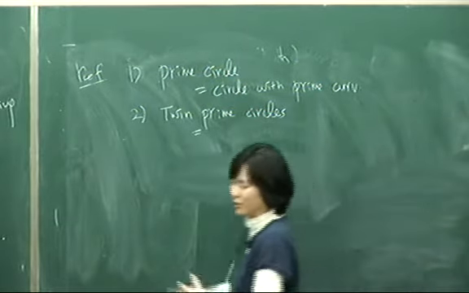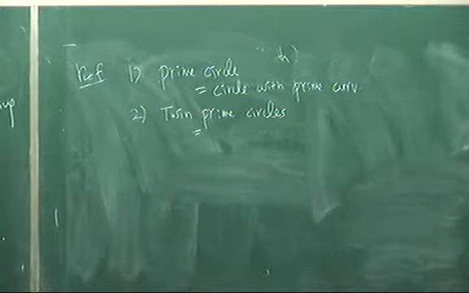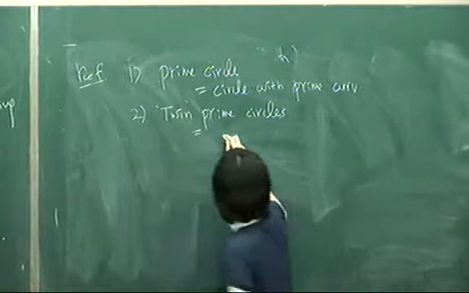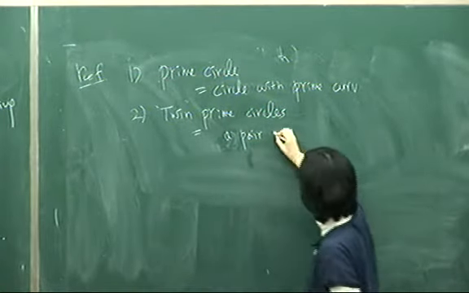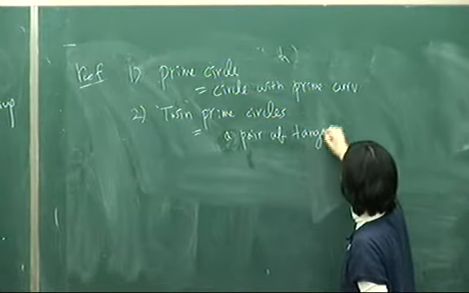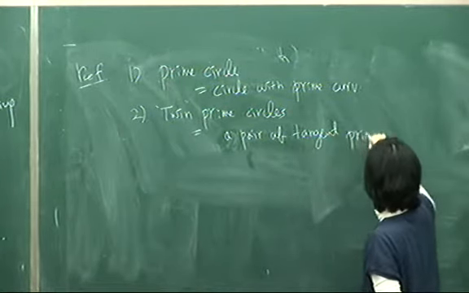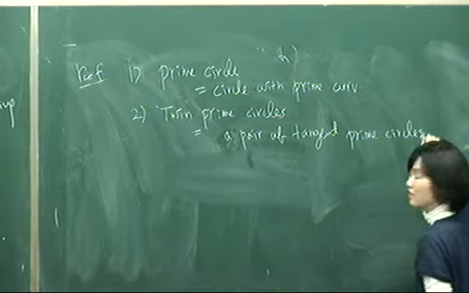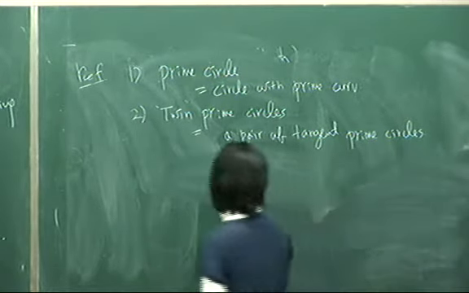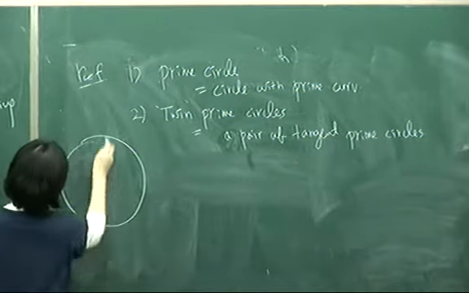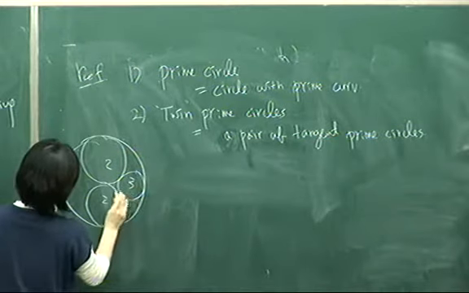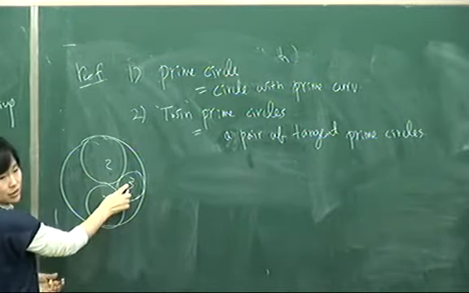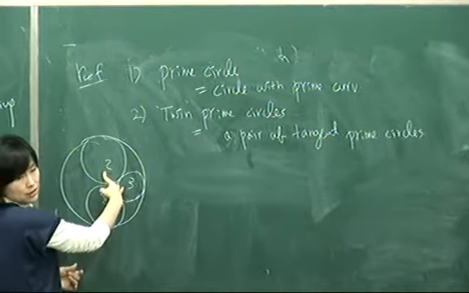I'm not going to ask that the curvatures should be P and P plus 2. Okay. What should twin be here? So it should be tangent circles, a pair of tangent circles. So twin will be a pair of tangent prime circles. Okay. So in this picture, for instance, 2, 2, 3. Yeah, so these are prime circles, and then this pair, 2 and 3, is an example of a twin prime, yeah?